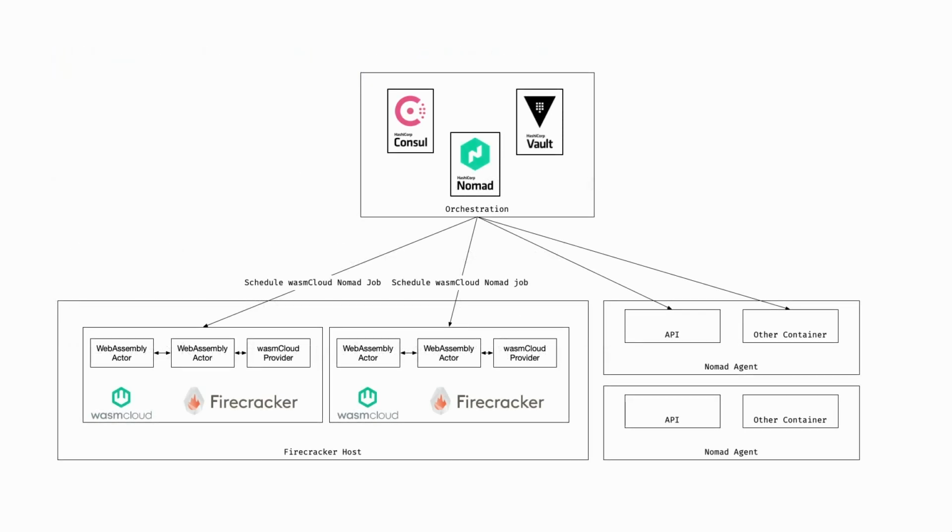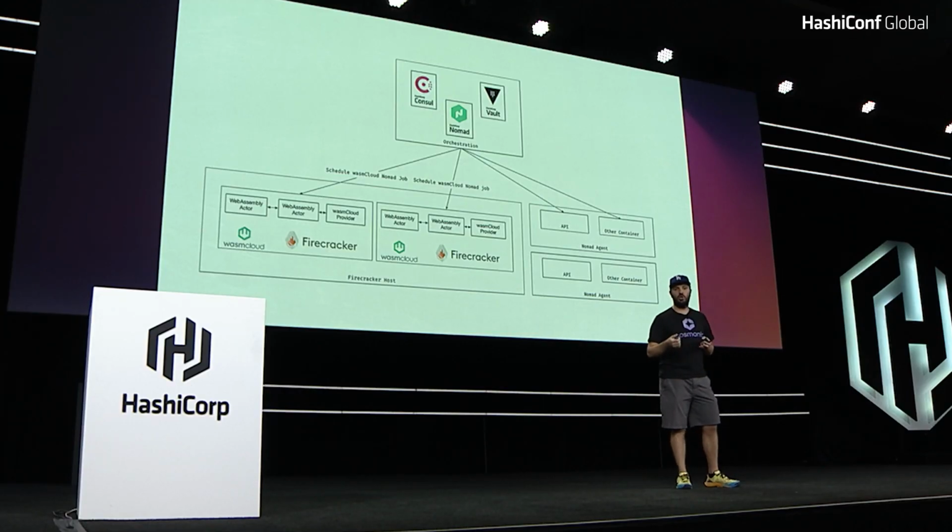At the top, you'll see this is kind of the control plane, the orchestrator layer, and we have Nomad, Consul, and Vault running. It's kind of like the holy trinity of HashiCorp. Don't quote me on that. Those things are all running up there, and we have two different parts of the system. We have one part that is a Firecracker VM, which I'm going to dig really deep into. The Firecracker VM serves as an isolation layer for multi-tenancy for the wasmCloud host.